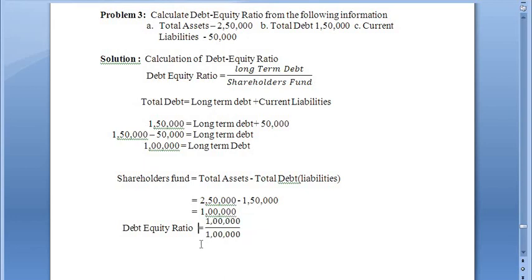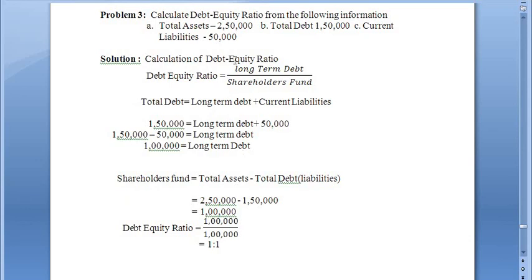So write here equal to 1:1. Understood? 1 lakh divided by 1 lakh, the answer is 1:1. By mistake I said into 100, that will not come. 1 lakh divided by 1 lakh is equal to 1:1. I hope you understood the calculation of debt equity ratio.